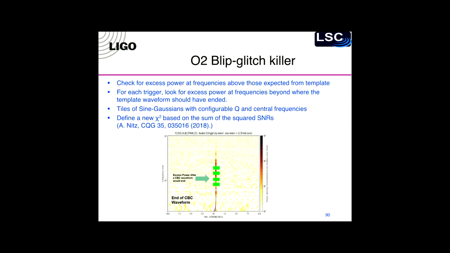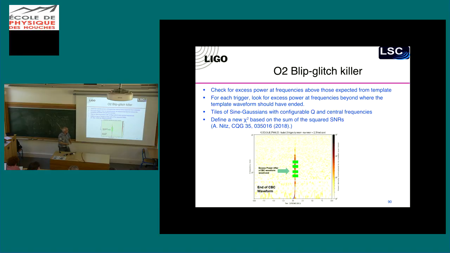But we still have those blip glitches. They ring things up when our template is really, really short, which corresponds to really, really high mass systems. In those high mass systems, they merge at 100 hertz. The high mass systems merge, in this case, at 80 hertz. So this template stops here. But the blip glitch is broadband, and it has frequency content at way higher frequencies.